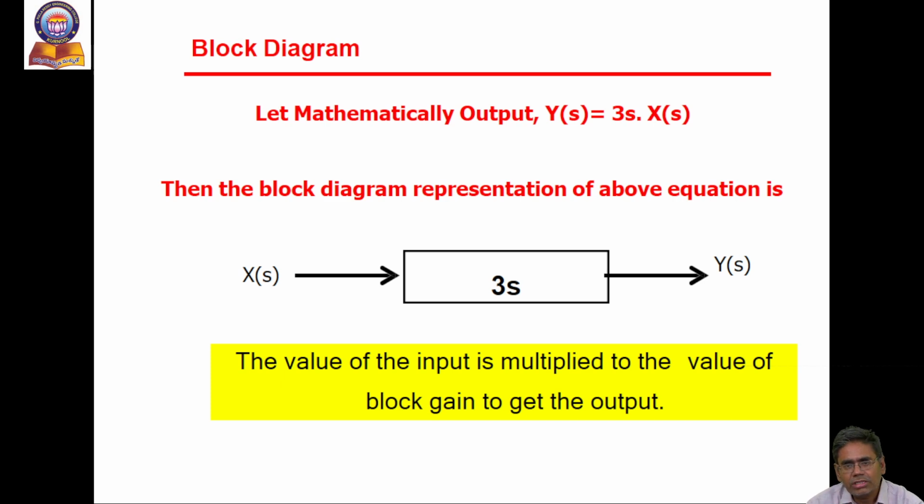Mathematically, the output is equal to 3s into x. That is, x of s is the input signal, y of s is the output signal. The system gain is 3s. The mathematical output y of s is equal to 3s into x of s. The value of the input is multiplied by the value of the block gain to get the output. That is the input and output relationship. The overall transfer function is obtained from the ratio of output to input.